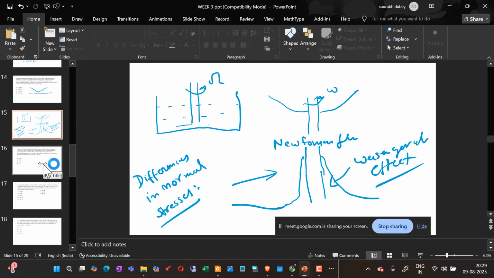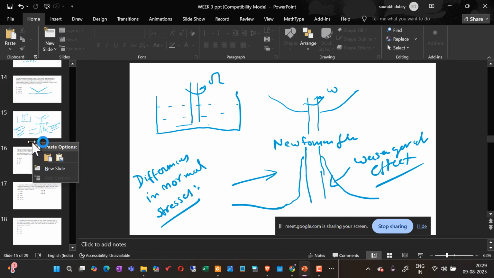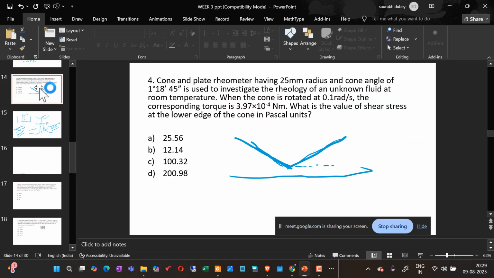I think it is the fourth question, right? So let me just take a new slide. It's the fourth question. Here the angle you have is 1 degree 18 minutes and 45 seconds, and the cone and plate rheometer radius is 25 mm, right? So this is 25 mm. If you see, this is the radius, which is 25 mm, and the cone angle is what?